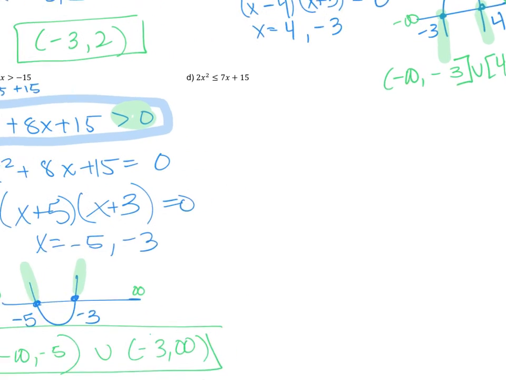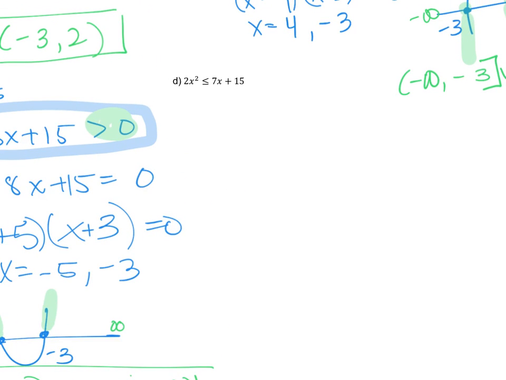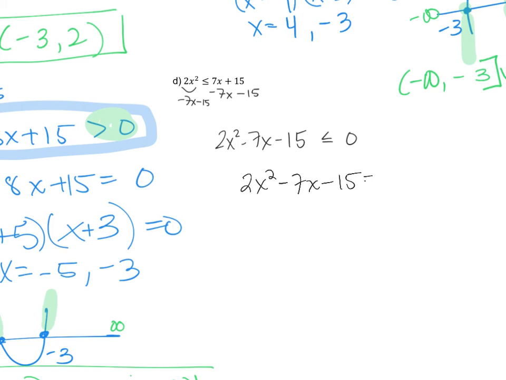Okay, there's one more here. I have 2x squared over here. I want to keep it positive, so I'm going to move the 7x and the 15. So moving that over, I have 2x squared minus 7x minus 15 is less than or equal to 0. So I'm going to try and factor it. Now it has a 2 in the front, so sometimes it might be a little bit harder to go to the parentheses. So I'm going to actually skip that for just 1 second. So I'm trying to solve when is 2x squared minus 7x minus 15 equals 0.